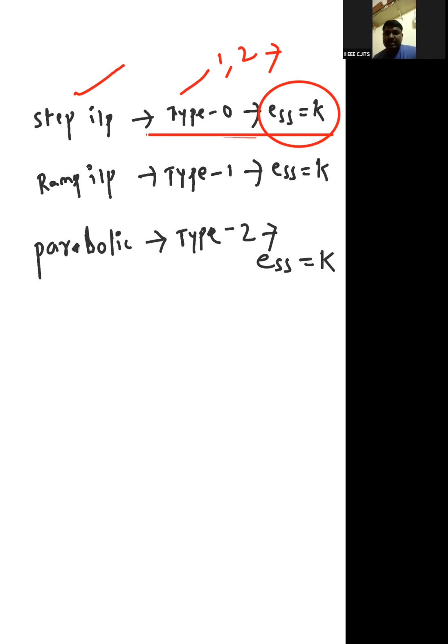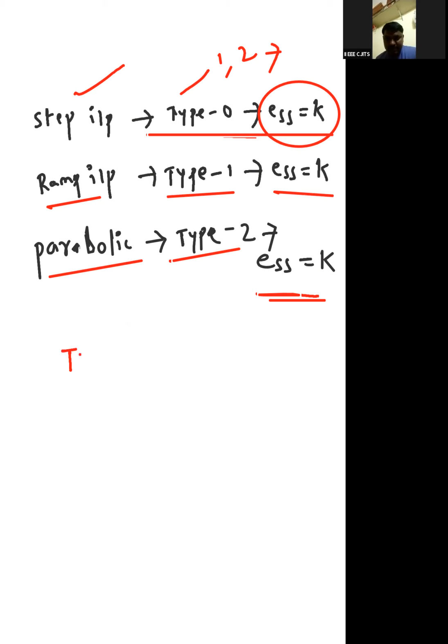So if the input is a ramp input, only for type 1 can we get some error. If the input is parabolic, only for type 2 do we get some error. Otherwise the error may be 0 or infinity. Just remember this important relation here.